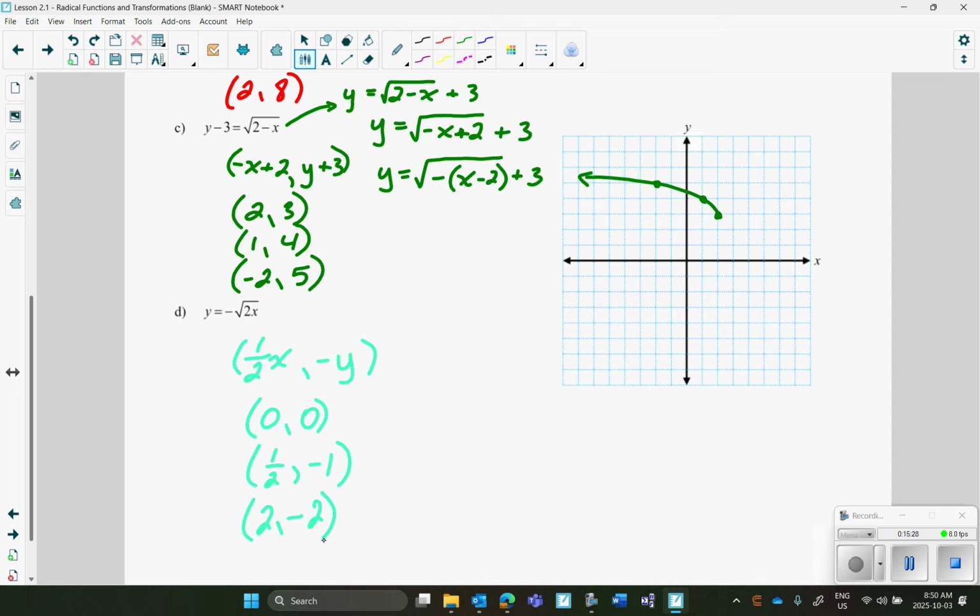So we should have something flipped like this and stretched this way. 0, 0, 1 half, negative 1, 2, negative 2, and it's actually compressed a little bit. Looks very similar to the original, or without the horizontal stretch, but there is a stretch there. Okay.